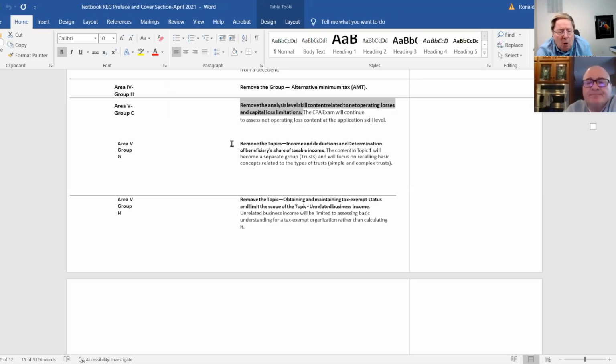Now, also, remember when it comes to capital losses, when we deal with capital loss limitations, don't forget corporations can only deduct capital losses against capital gains.